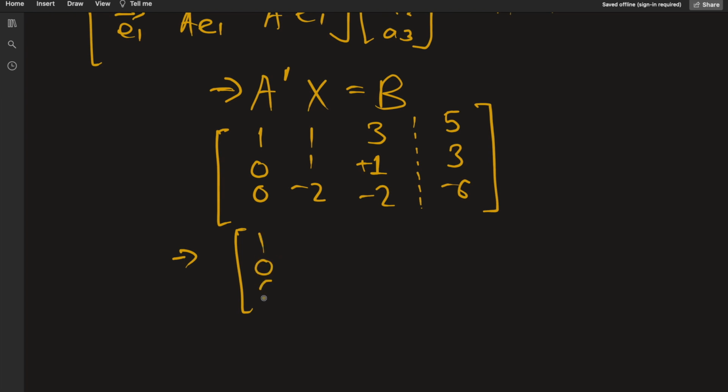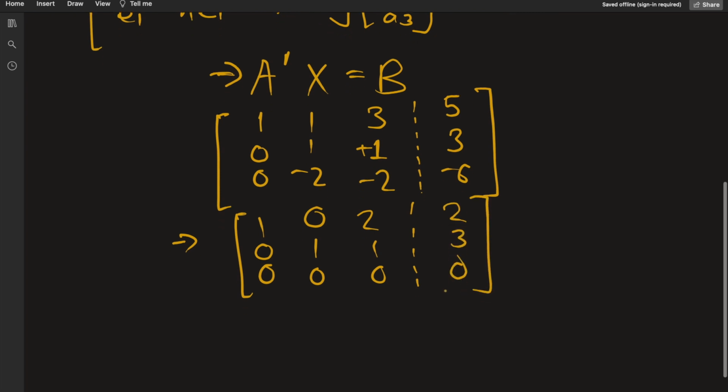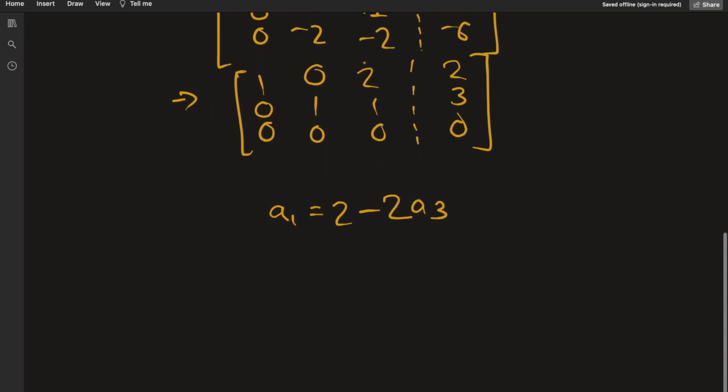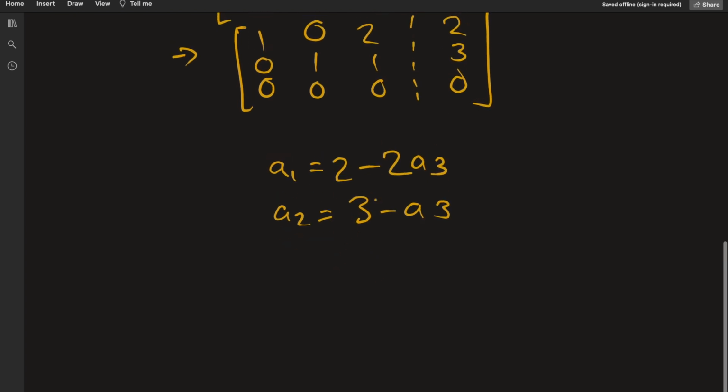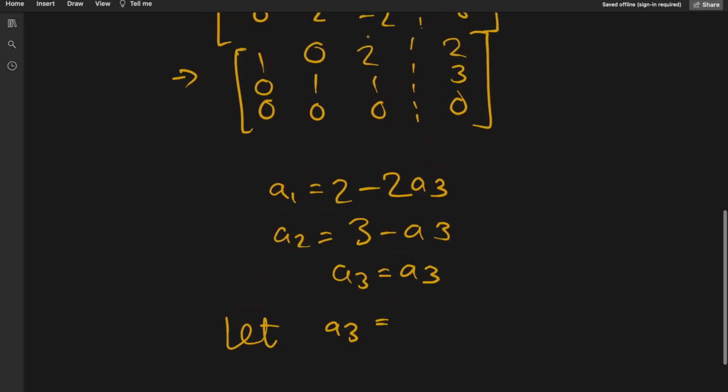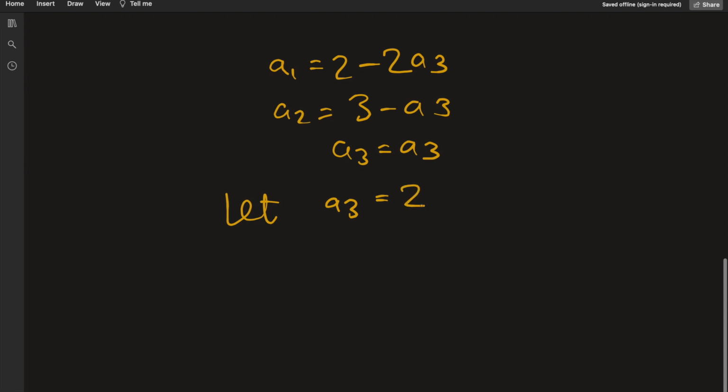Now simply row reduction gives us 1 0 0, 0 1 0, 2 1 0, augmented with 2 3 0. If you just consider the original matrix A prime, not the A cubed E1 part, we get this system of equations. We get a1 is equal to 2 minus 2 times a3. This is the variable corresponding to the free column, because the third column is a free column. a2 is 3 minus a3. The advantage of having systems defined like this is that now we can choose a3 to be anything, because that's the free variable corresponding to the third column. I don't know, let's take a3 to be 2, because now a1 gets to be negative 2, a2 gets to be 1.